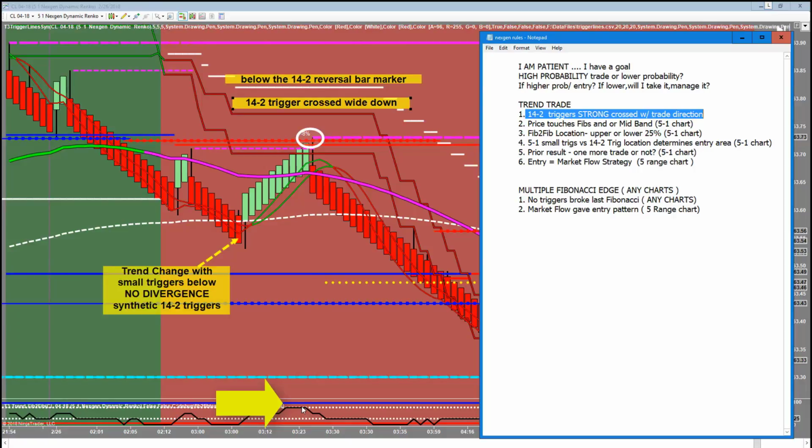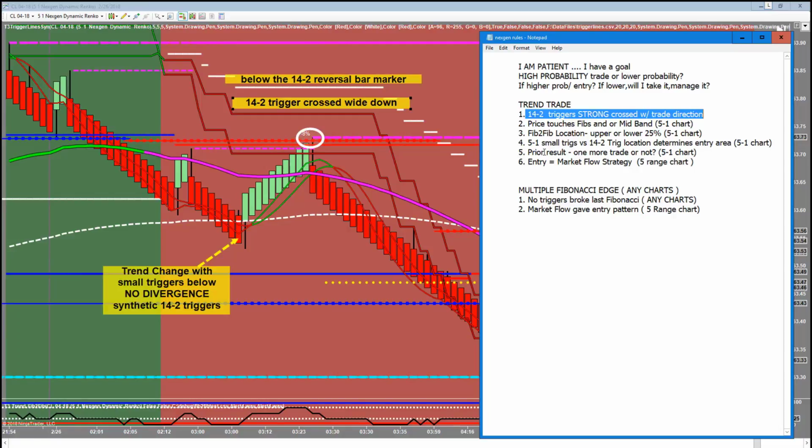For shorts, obviously the lower for longs, but we're looking at a short here. And then we want to look at what happened before, right? Where are the small triggers in relationship to our 14.2 triggers? Are they below it? If they're below it, we're going to be looking at the spot for an entry. And the closer to the spot, the better. Then, this is the spot where you turn your market flow strategy on.